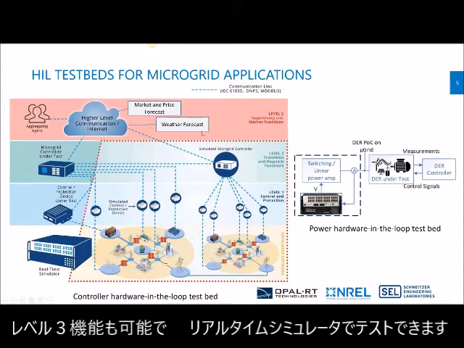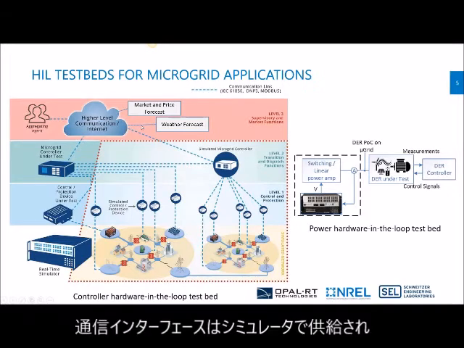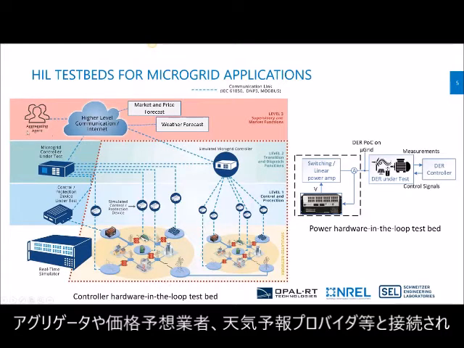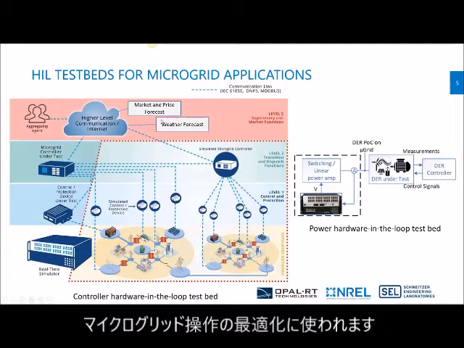It's also possible to test level 3 functions, although you won't really simulate those level 3 functions on a real-time simulator, but you can use communication interfaces provided by a real-time simulator to connect to either an aggregating agent, a market and price forecasting agent, or the weather forecast provider to allow optimization of the operation of your microgrid.